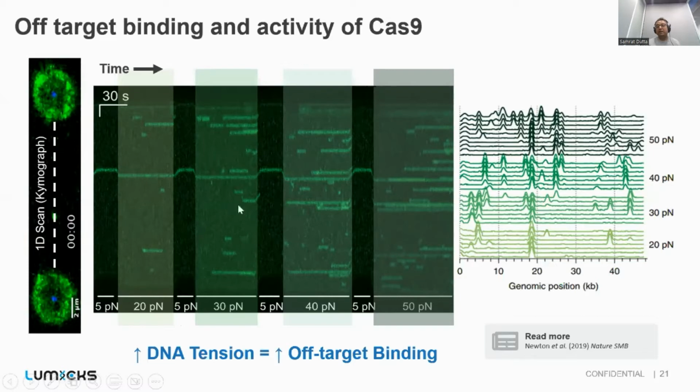And this entire process is reversible, which means that when the DNA was relaxed from a tense state to a relaxed state, again the CRISPR-Cas9 bound to only one location. This is a more quantitative representation of this entire kymograph, which shows that the off-site binding of Cas9 when the DNA is under tension is pretty significant.